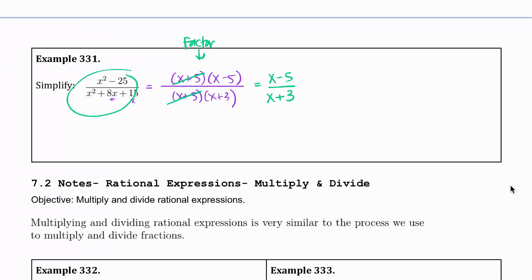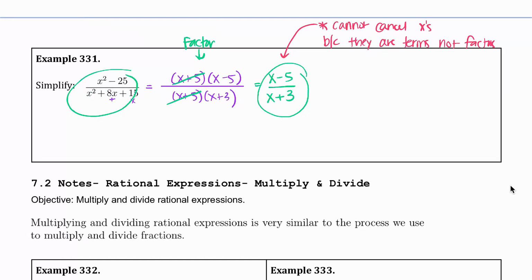And we have to stop here. A lot of times students are tempted again to say, ooh, I've got an x on top and x on bottom, I want to cancel those. Well, those are terms, not factors. So I'm going to put a little arrow here. I'm going to put a little star. We cannot cancel the x's because they're terms, not factors. And let me just give you an example with fractions you're used to seeing, that might make it make a little more sense.